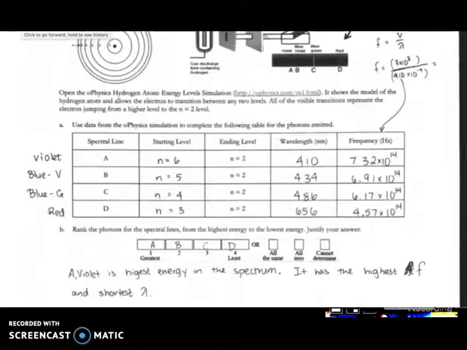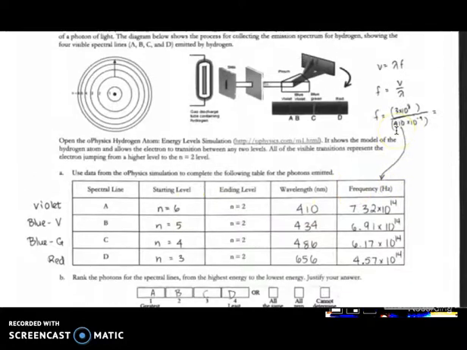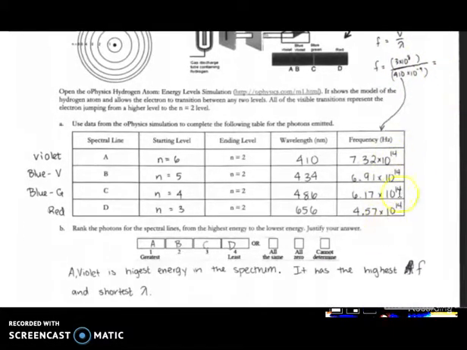So as I was going through the simulation, I matched up the color, violet, with which energy level it was at, 6 and 2, wrote down the wavelength, and I calculated frequency just using the wave equation. These are all light waves, so they travel at the speed of light. Their wavelength was known. If you end up with the wrong power of 10, it's probably because you forgot this second parentheses here.